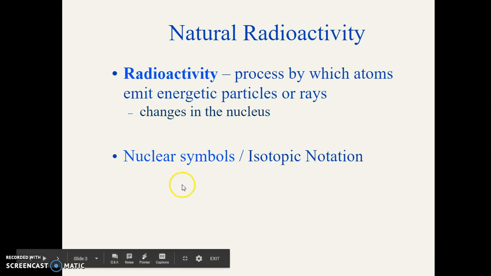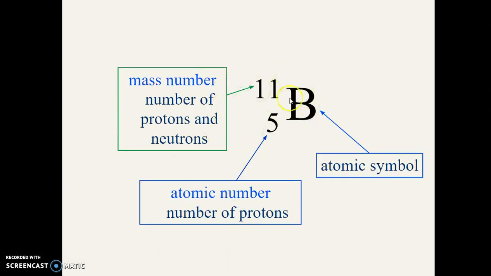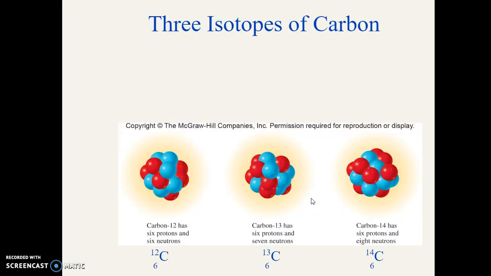So we have to review nuclear symbols and isotopic notation. Remember, isotopic notation includes the atomic symbol, which is just the element symbol, the atomic number, which is the number of protons, and then the mass number, which is protons plus neutrons. So this should look familiar to you. Having the symbol of the element, the number that goes on top is the mass number, and the number that goes on the bottom is the number of protons. And remember, mass is protons plus neutrons. We're going to be working with isotopic notation a lot.